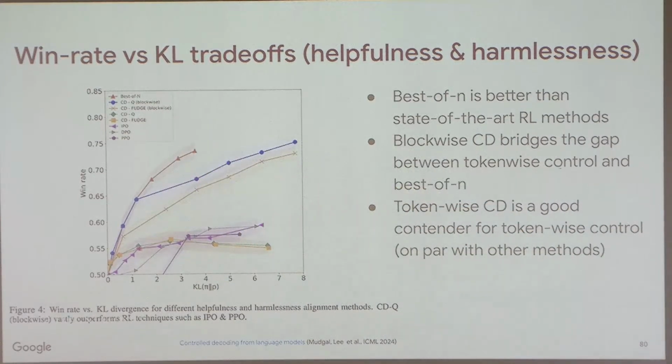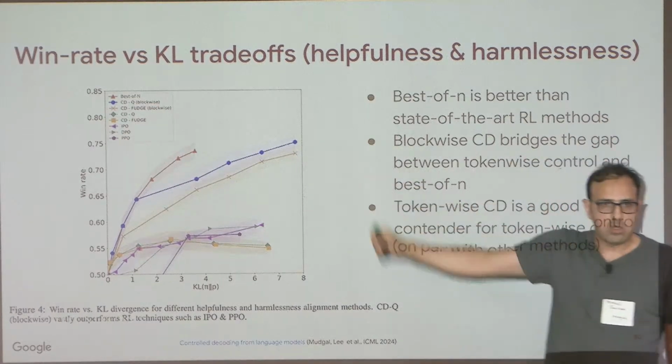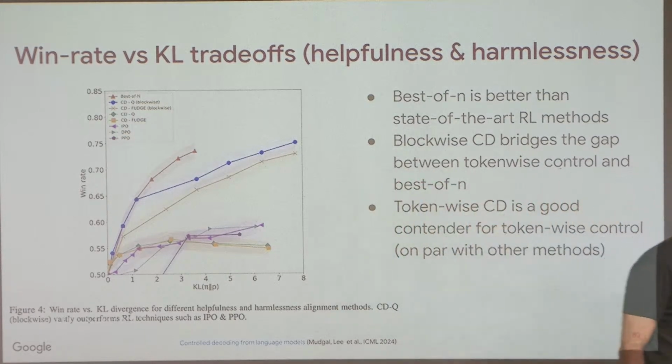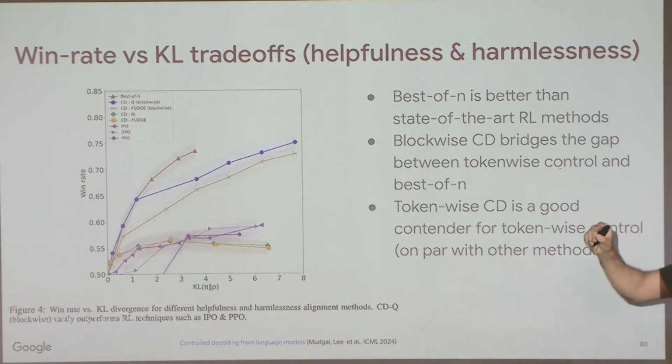One thing that we see here is that best of n comes on top. I think a lot of people are embarrassed to report best of n because now you have a new method and then you compare it against best of n and then best of n comes on top. And in fact, one of our ICML reviewers said, oh, you're claiming best of n is the best? That's nonsense.